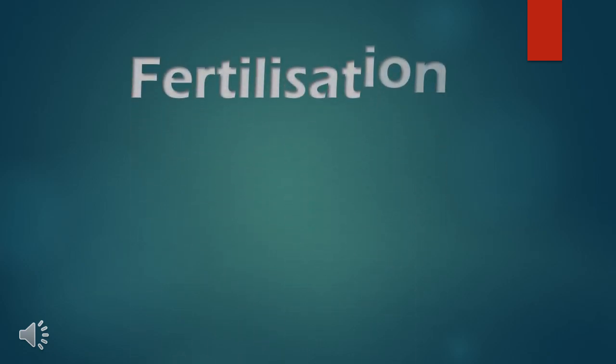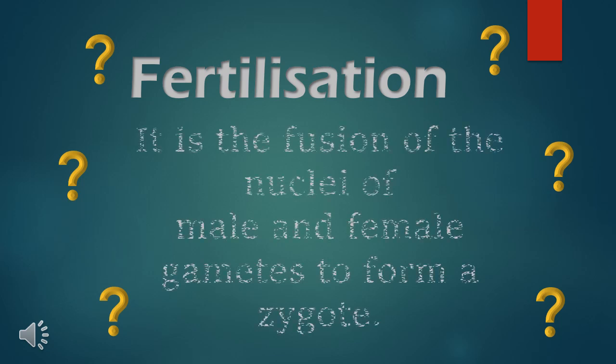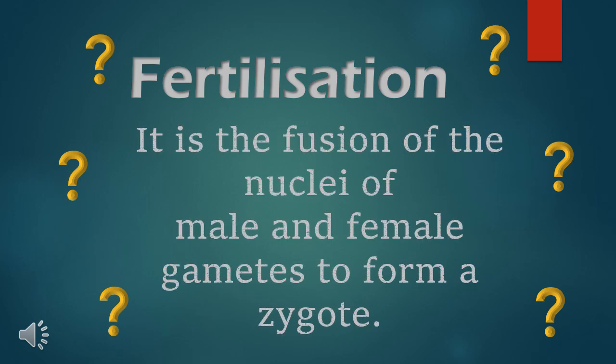Now let's see what exactly happens after pollination. Yes, the next and the most important process is fertilization. So, what is fertilization? How does it happen? You may get all these questions into your minds. Let me explain.